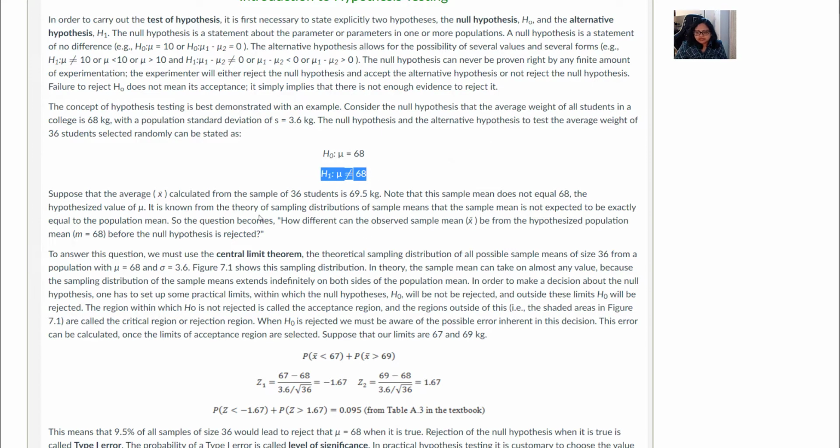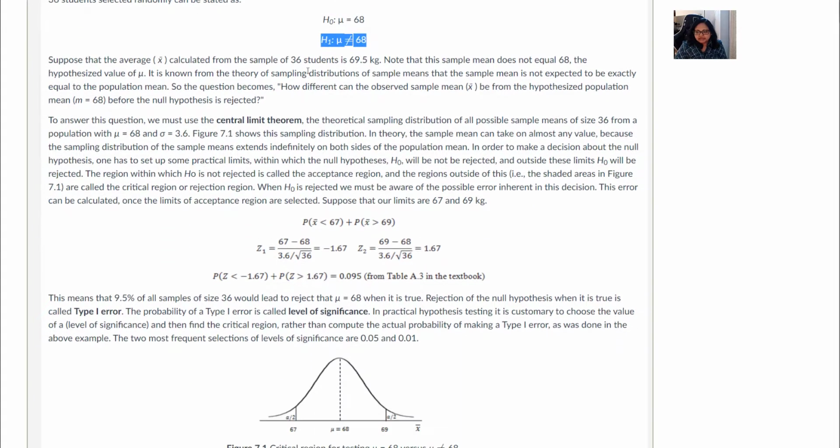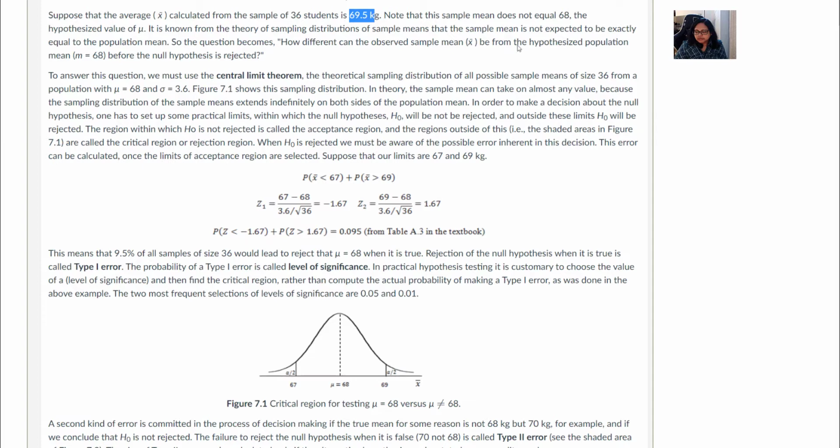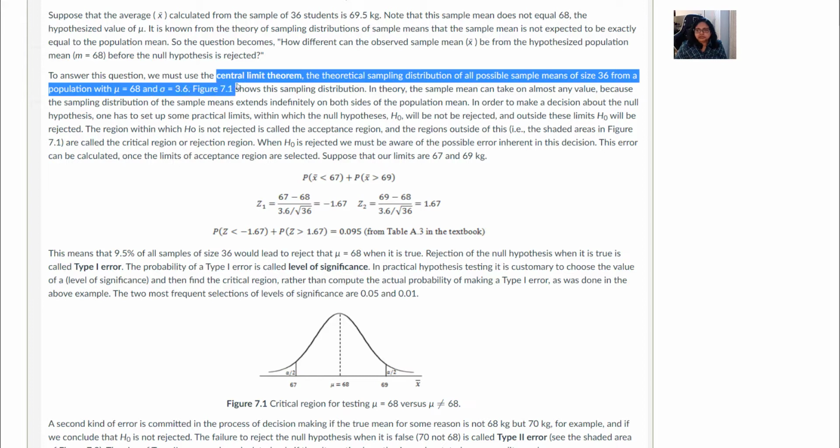So we have to use some sample data, and we took some sample and found that it's actually 69.5 in the sample. So what can we say about the population using the sample data? That's what we are going to test. You will see that previously we learned about the central limit theorem, sampling distribution, all those methodologies. We will be using them here.